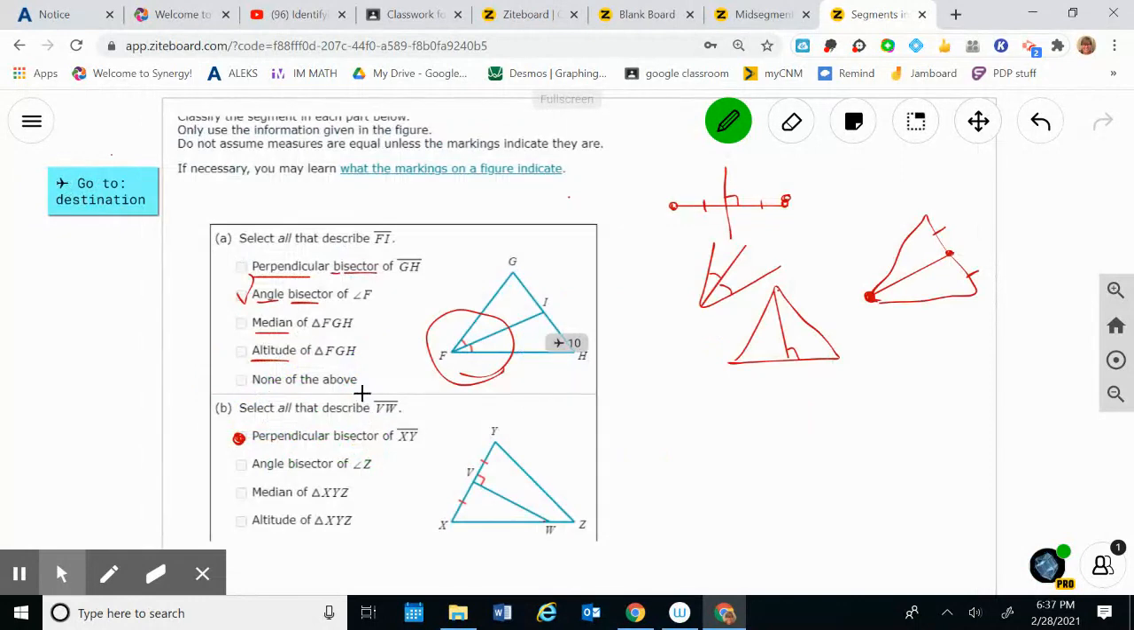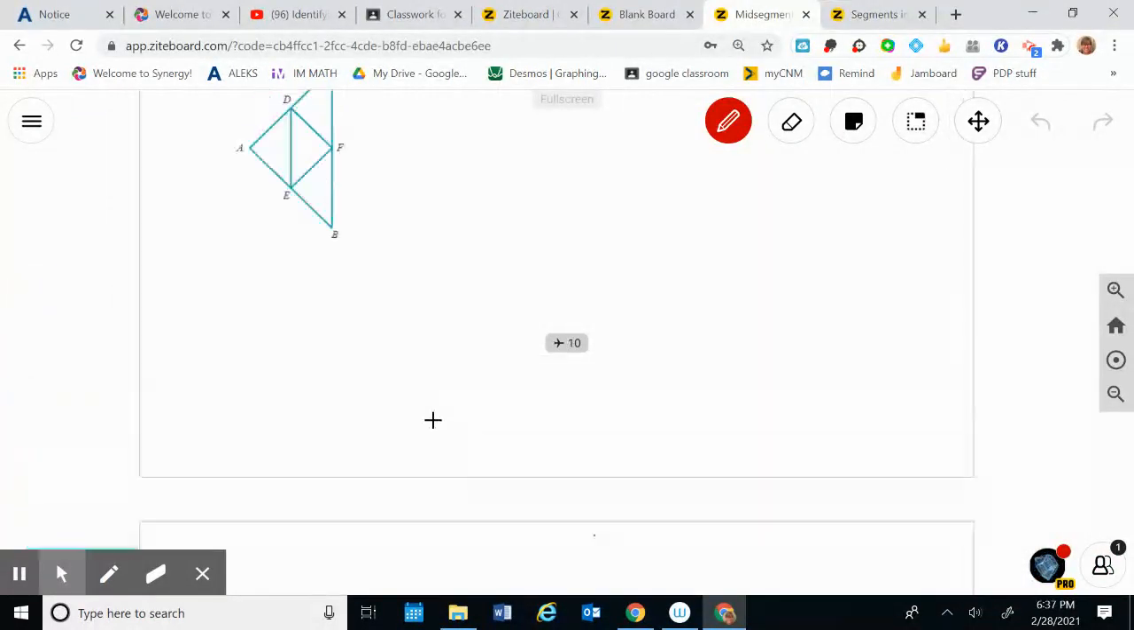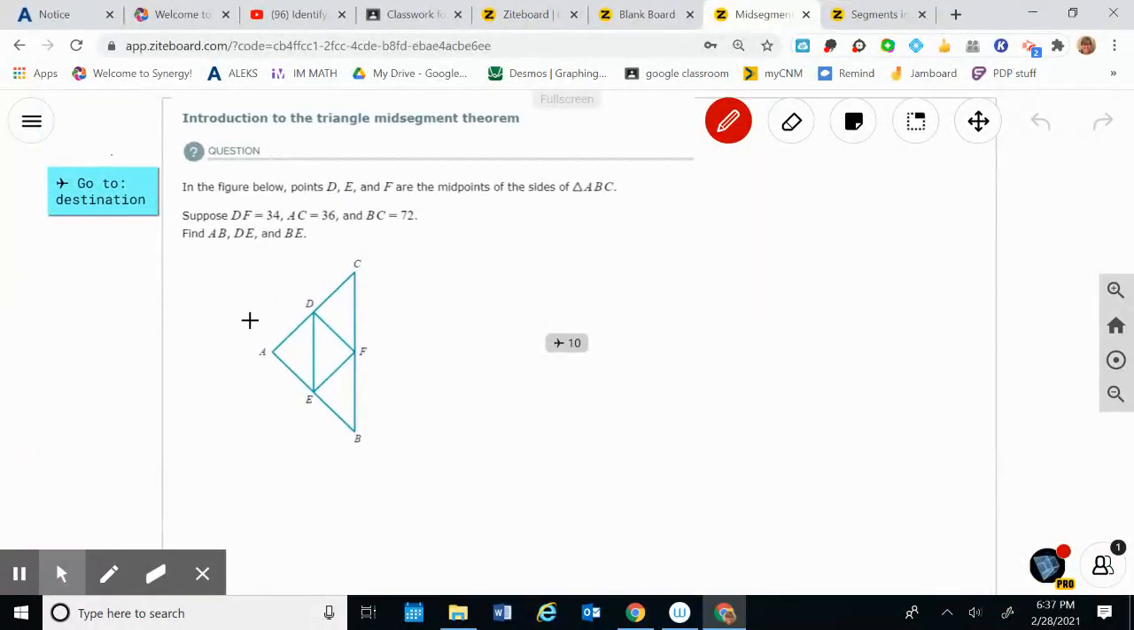I think this one is done, but I'm going to jump to another one because I have one more. I don't think I have anything else on this one. I just ran out of room on that one. All right, you can pause it if you want.